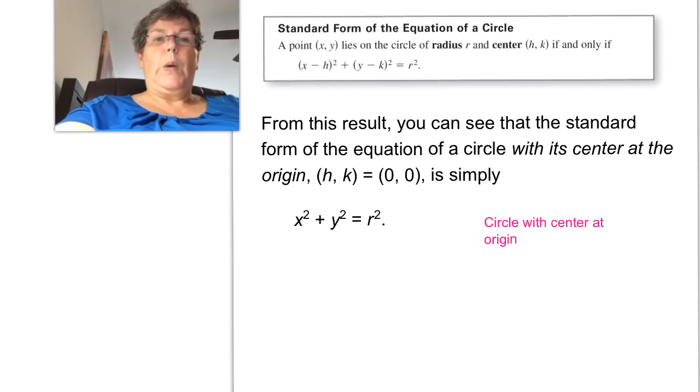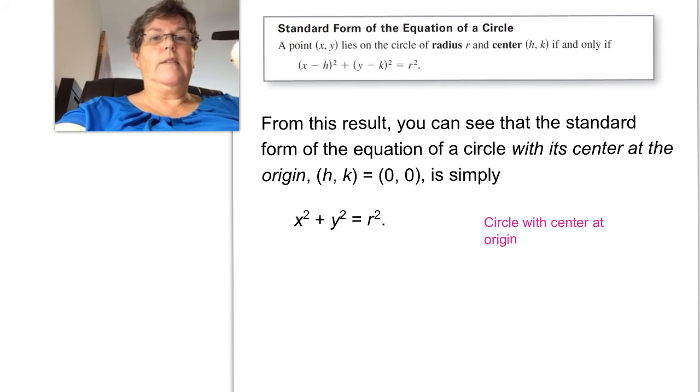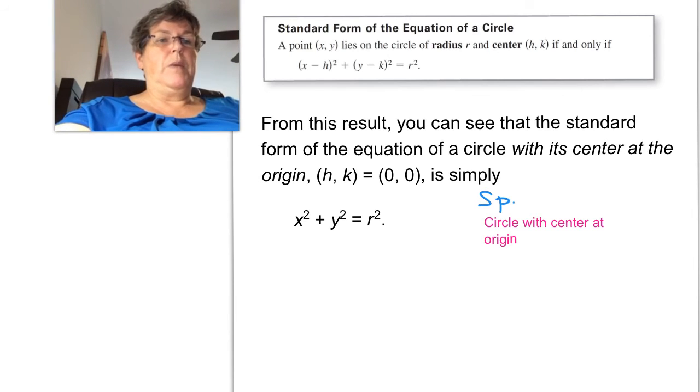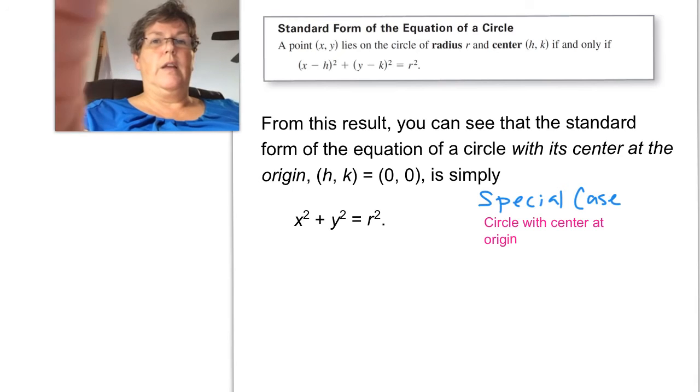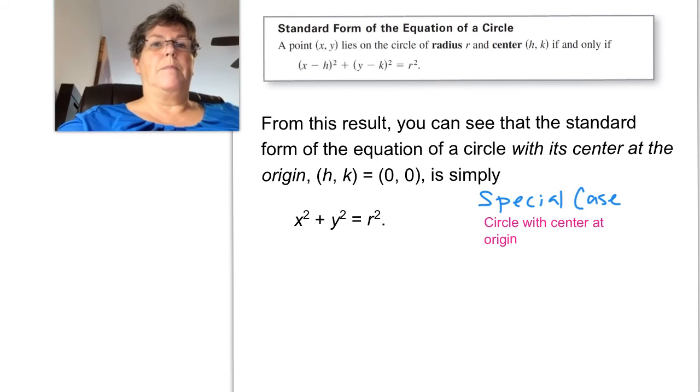Okay, so the important quantities in this equation are that x and y are the variables, h and k represent the coordinates of the center, and r the size of the radius. Now there's always special cases. So a special case would be if the circle center is at the origin, then you put 0 in for h and 0 in for k, and you get x squared plus y squared equals r squared in that special case.